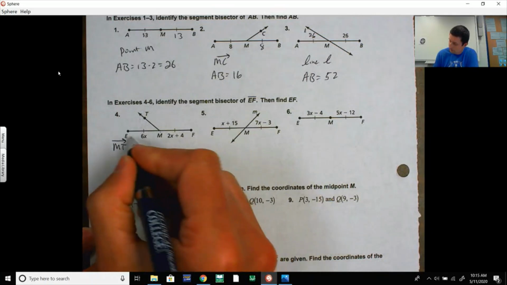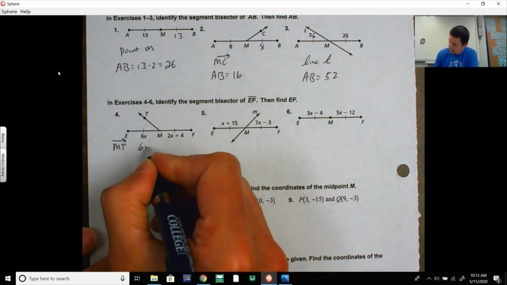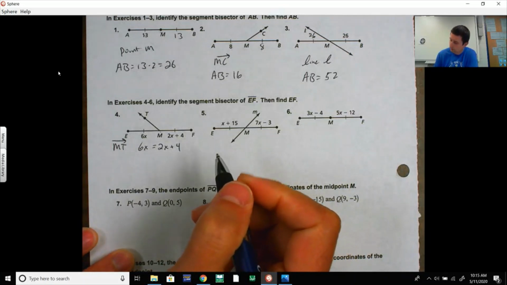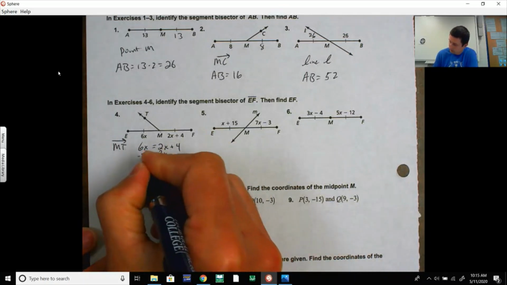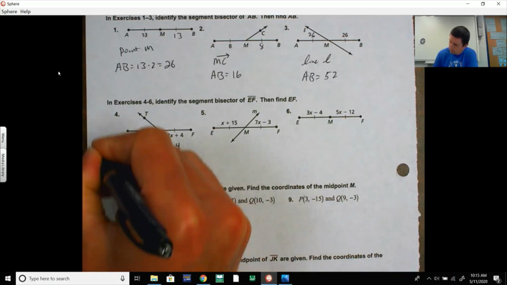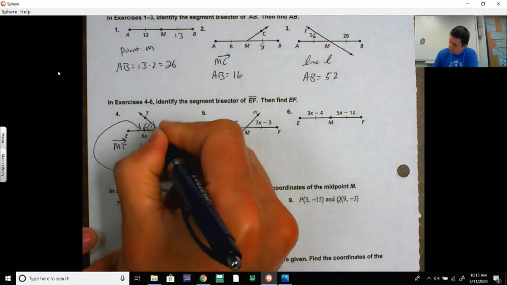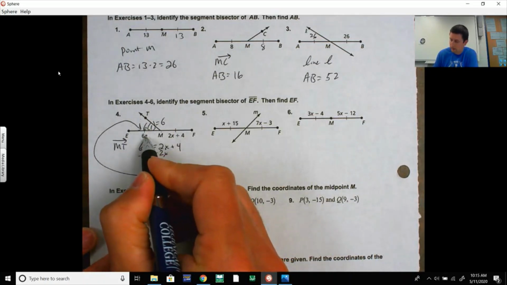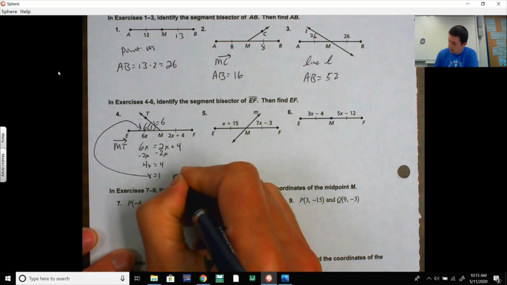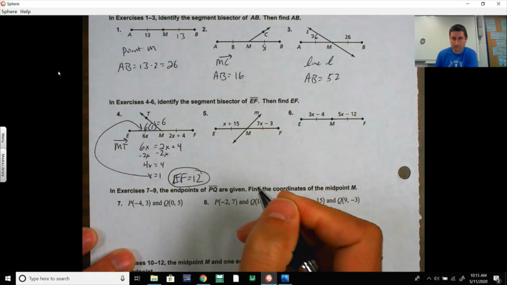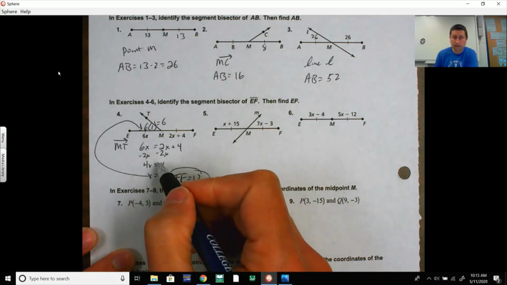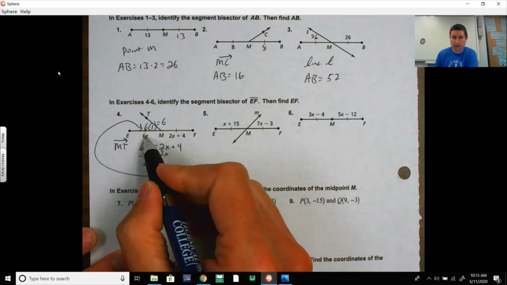Find EF. So we know that 6x has to equal 2x plus 4. So I'm going to solve for x, minus 2x, minus 2x. 4x equals 4, so x equals 1. Then I go back up and plug it in. 6 times 1 equals 6. So that's this side. 2 times 1 plus 4 is also 6. So we know EF has to equal 12. Okay? So I set the two parts equal to each other, found the value of x, plugged it into one side, and then doubled that answer.